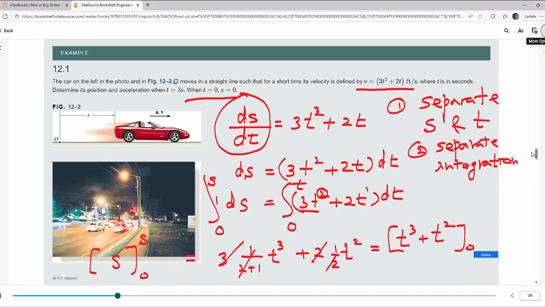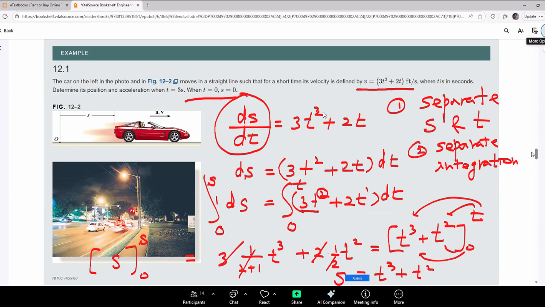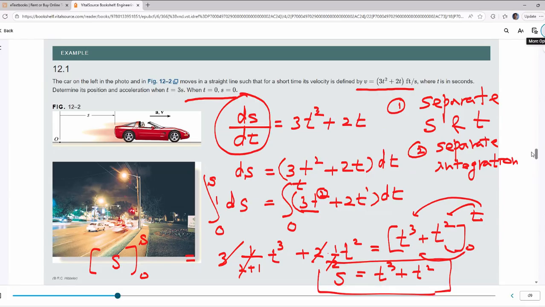Lower limit 0, upper limit t: plug in the upper limit, subtract the lower limit, then we end up with t cubed plus t squared. The left-hand side is s minus 0, so s equals t cubed plus t squared. Then we have solved the position as a function of time t, so we can evaluate when time is 3 seconds. We simply plug in 3 into t.